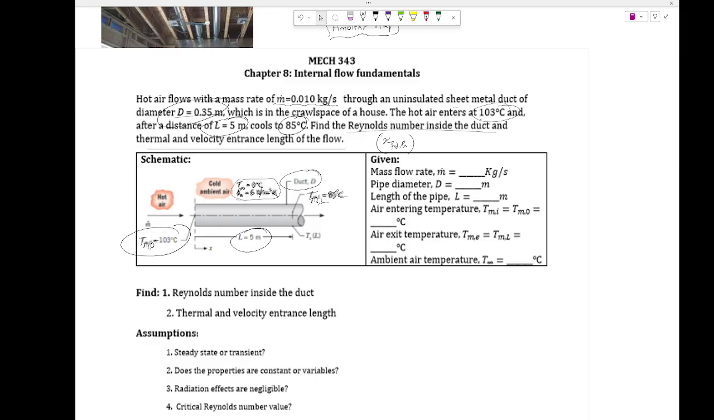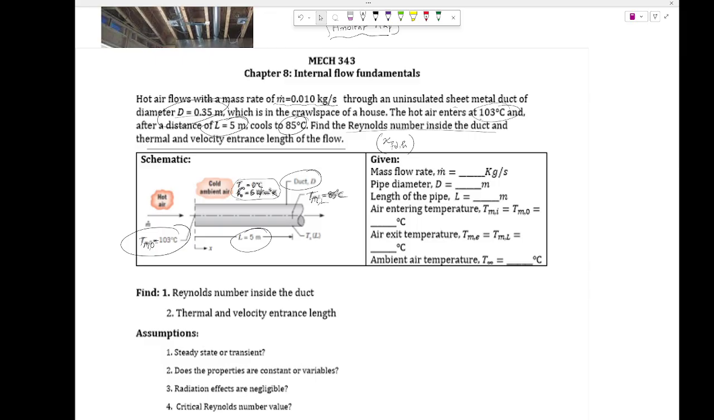First thing for convection, internal or external, doesn't matter: what is the first thing you find? Reynolds number. Why? For external flow, obviously it's laminar or turbulent. You need to find it, and based on that you come up with the equation and find the h value. Here also, you need the Reynolds number to find the appropriate equation, whether laminar or turbulent. So the first thing you would be finding is the Reynolds number for sure.